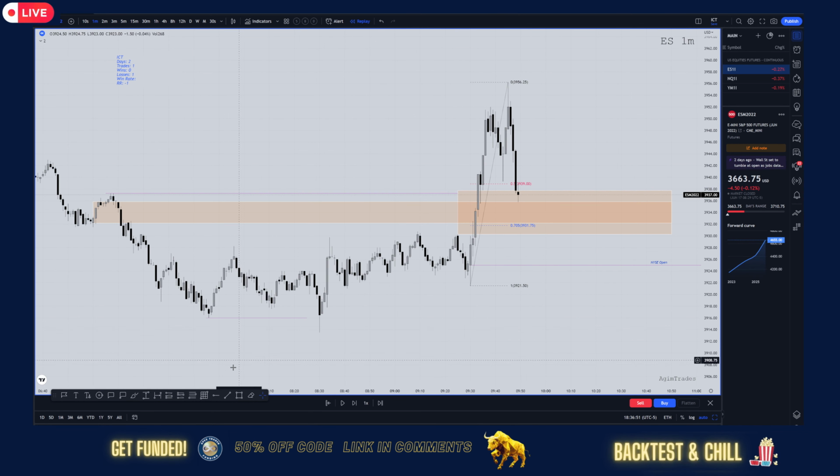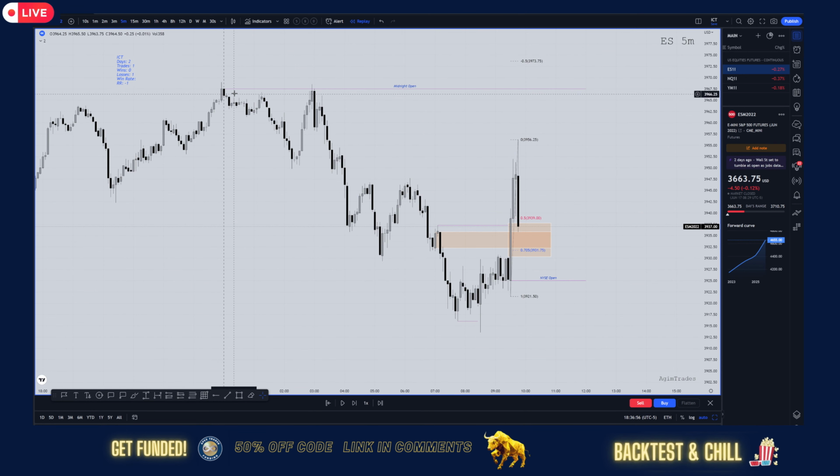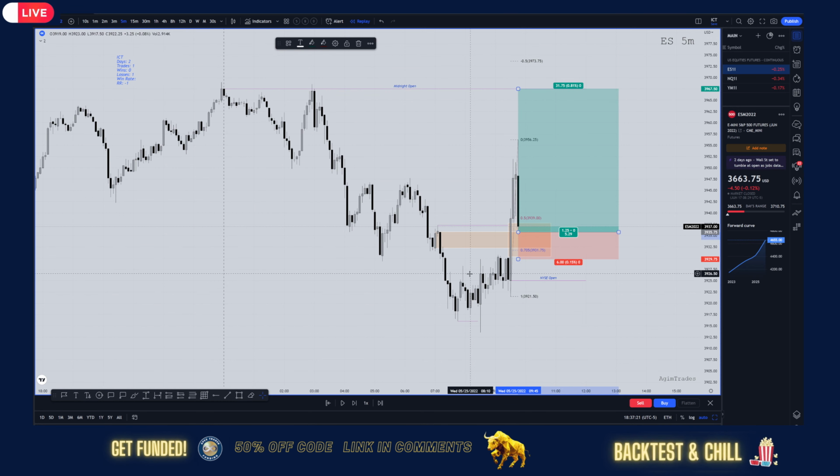I do think the risk to reward, let's look at what that is, 5-minute. Yeah, I think we could attack these relative equal highs and go towards midnight open. For the setup, I'd want to see price get there. I'd use the bottom of this order block, and we could tap into the top of this. The risk to reward should be pretty good. I want to get in this trade. Stop might be too tight. I might get stopped out and re-enter.